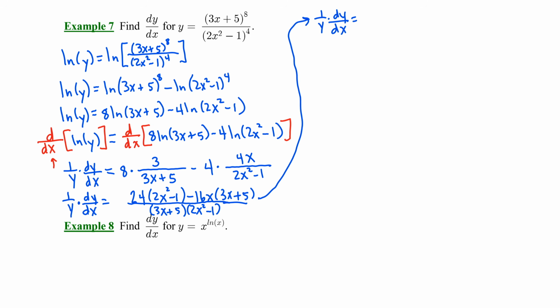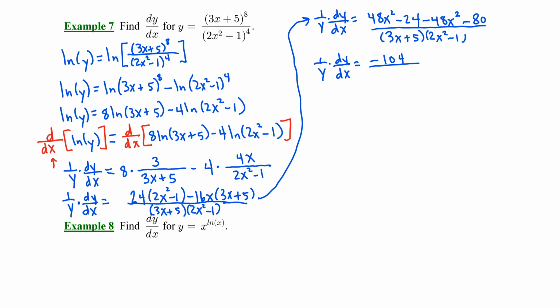To obtain 48x squared minus 24 minus 48x squared, that's convenient, minus 80 over this same denominator. So we have 1 over y dy over dx equals negative 104 over our denominator.